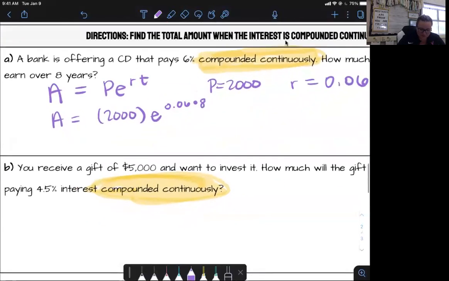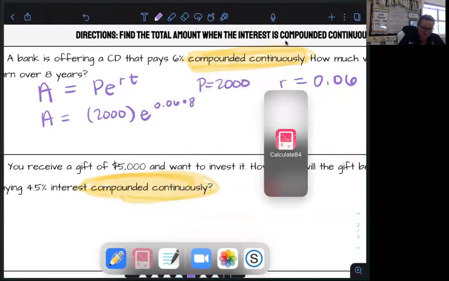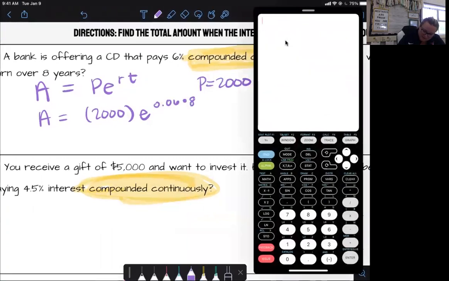So let's plug this thing into the calculator. I'll show you how. If I can open my calculator app, that would be helpful. All right, so you're going to take 2,000, put it in parentheses. Then you're going to take second, and that LN button should bring e up. On my calculator, e to the x is right above that LN button. Then for the exponent, you're going to put 0.06 times 8, and then hit enter. And you get 3,232.15. We're still talking about money, so we're rounding to the nearest hundredths place. 3,232.15.